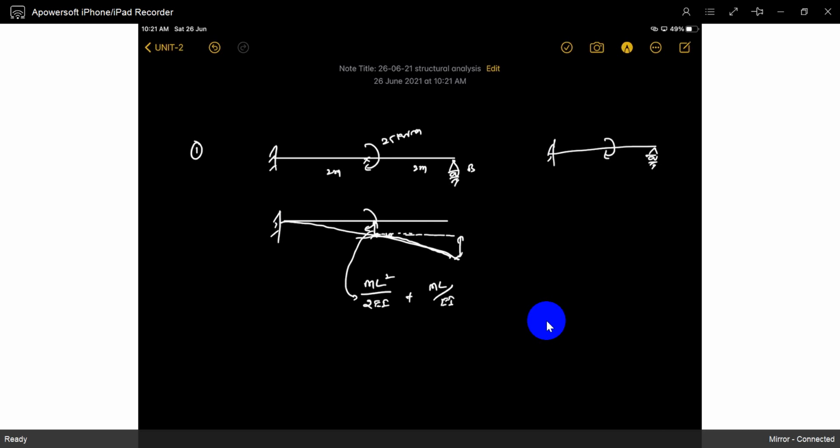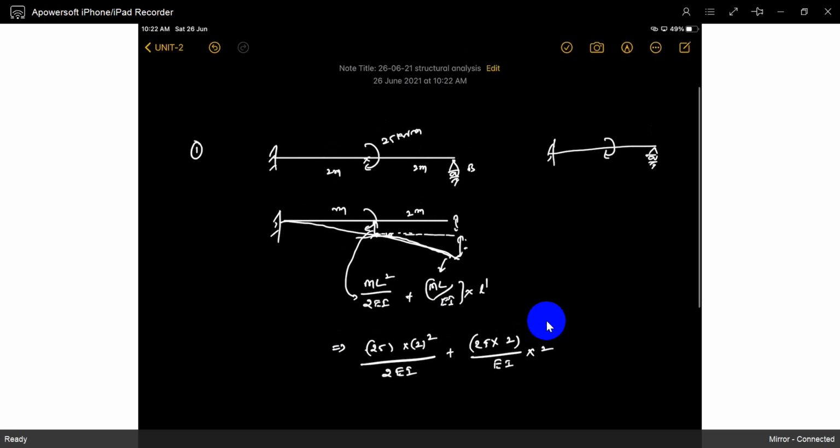This is theta. The remaining length is 2 meters. So what is that amount? This amount is the slope multiplied by the remaining length L dash. Now find the total deflection at B. M is 25, L is 2, divided by EI, plus M is 25, 2 divided by EI, remaining 2. So what is that? 150 by EI.